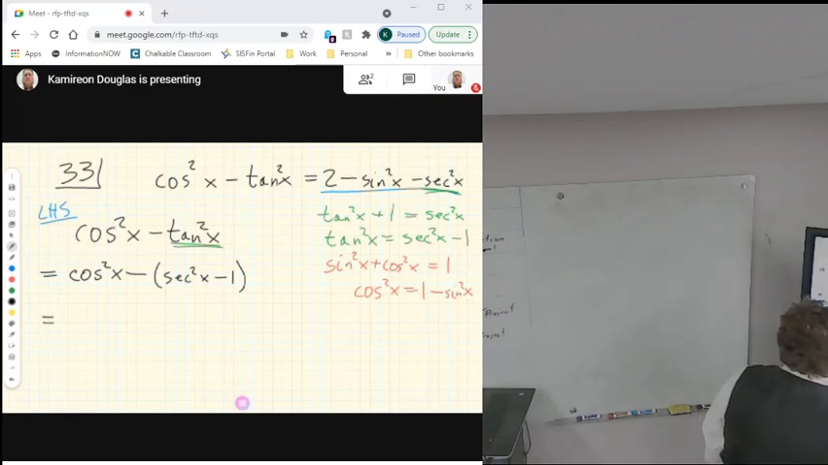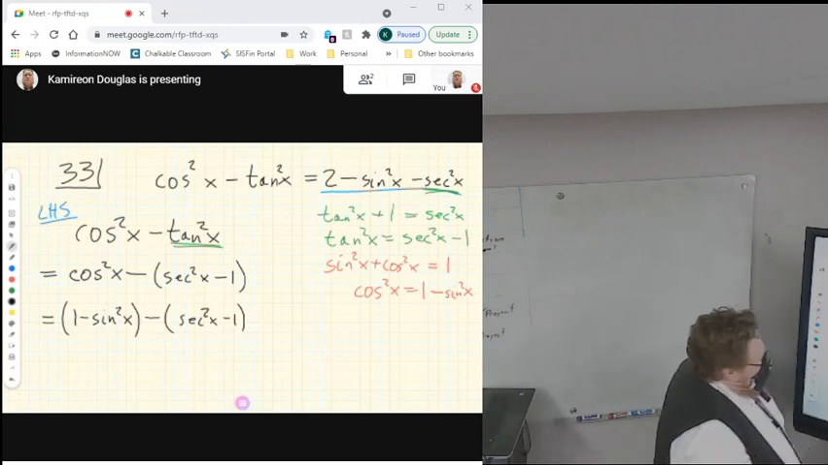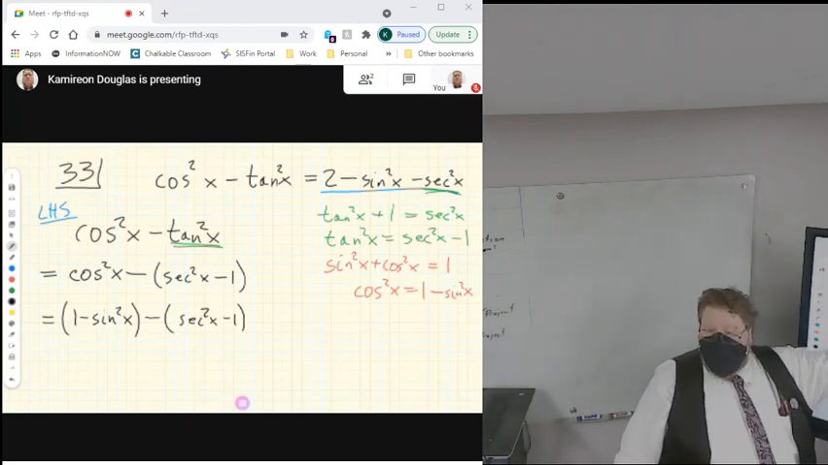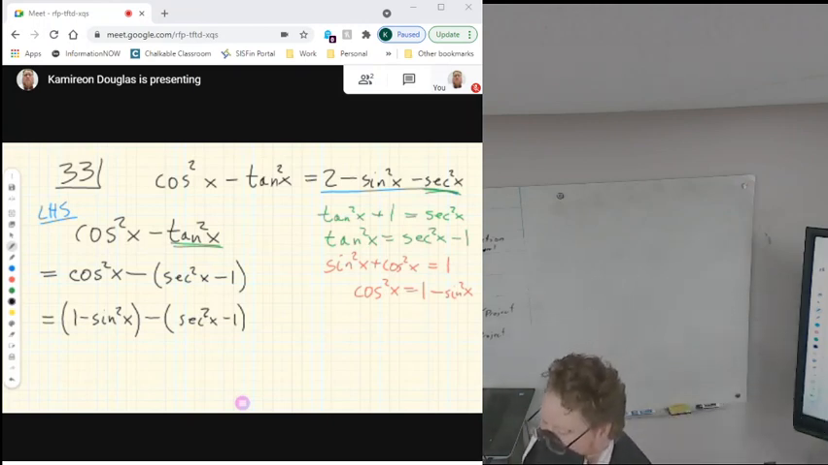This is equal to 1 minus sine squared minus secant squared of x minus 1. This looks really promising. It has sine and secant in it, which my answer should, but these parentheses and some of the numbers are not quite lining up. So let me see if I can simplify this algebraically and get to what I actually want in the problem.